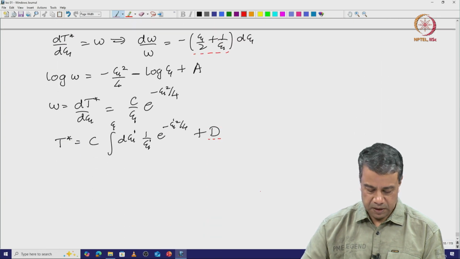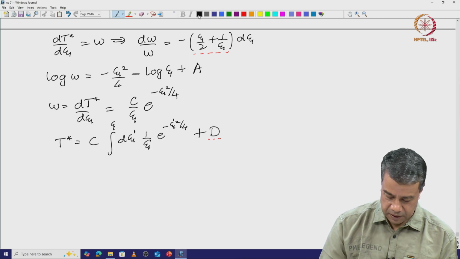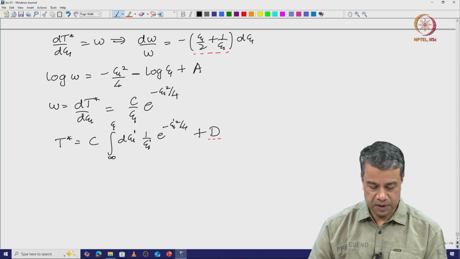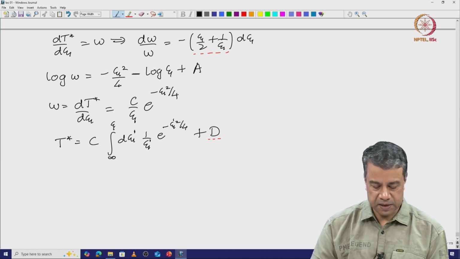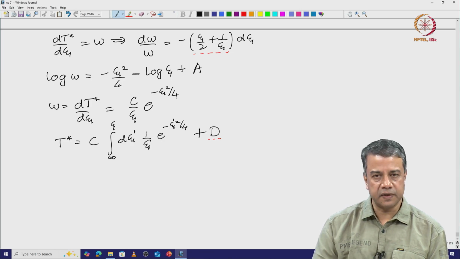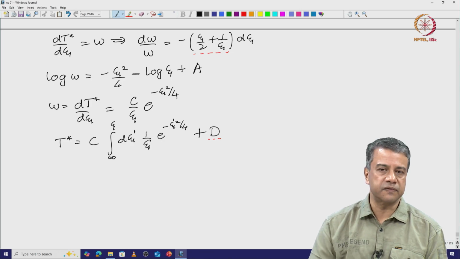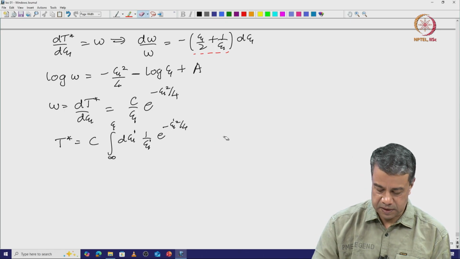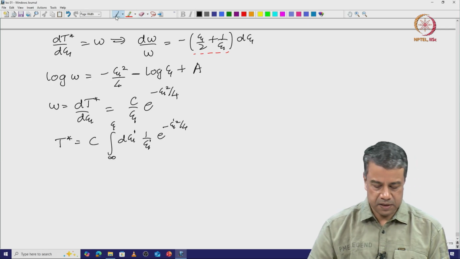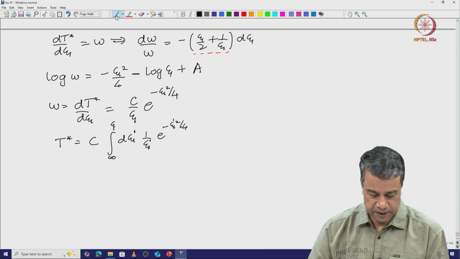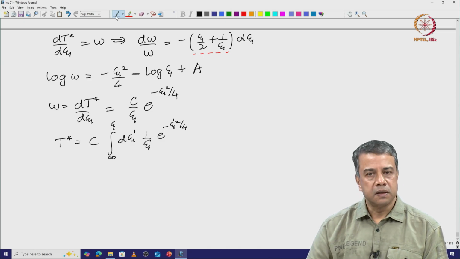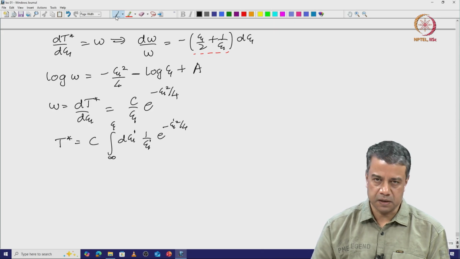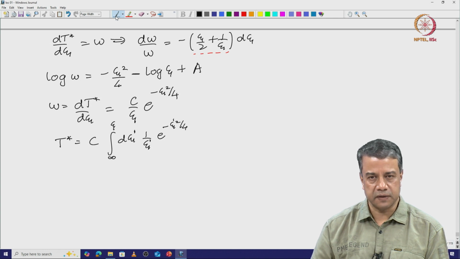Therefore, if I do the integral from infinity to psi, then this constant d will automatically be 0, because t star is equal to 0 when psi is equal to infinity, and that integral from infinity to infinity is basically 0 because the limits of integration are the same. So, this d will be equal to 0 in this case, and this satisfies the boundary condition as psi goes to infinity or as r goes to infinity.